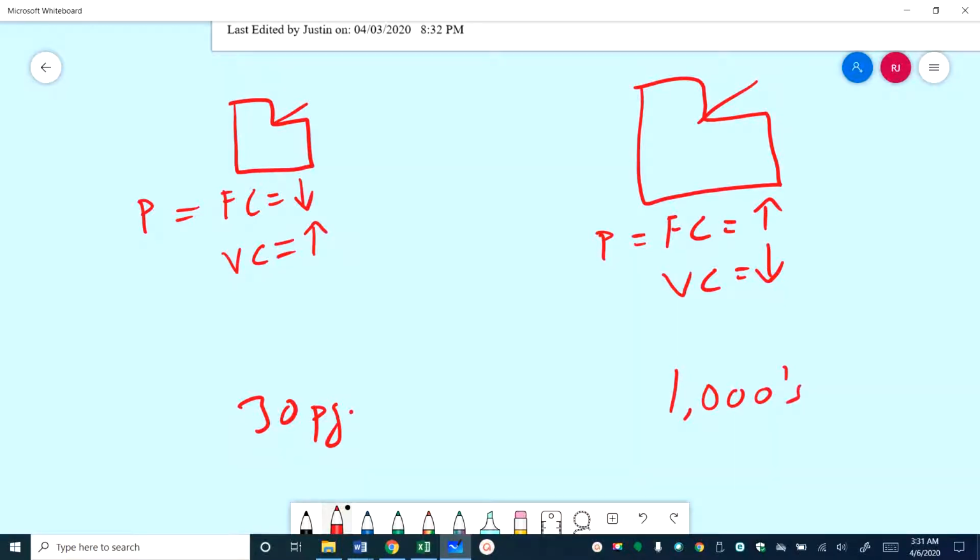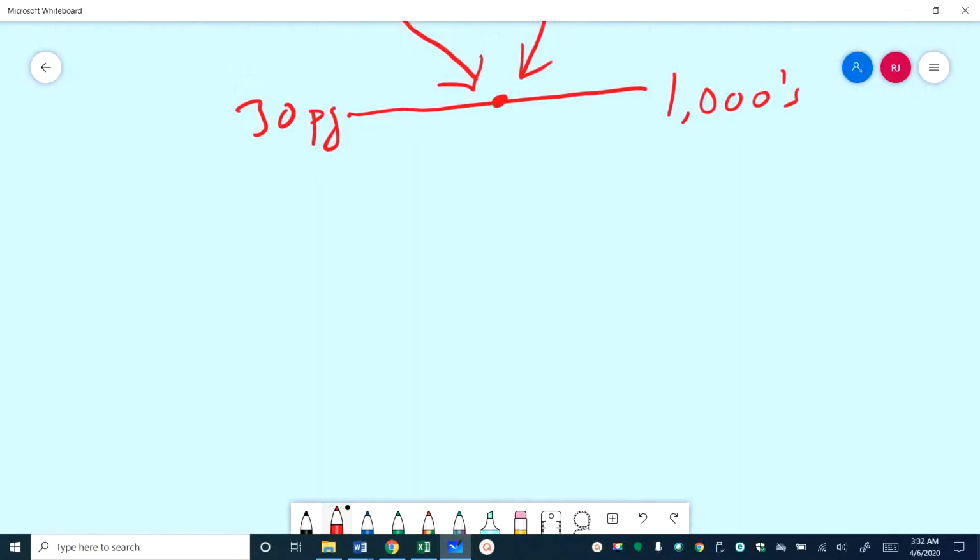So the whole question of indifference point is, okay, so what number of pages in between 30 and a few thousands does it not matter which printer you use? In other words, at what point of pages will the cost of each printer be exactly the same? And this can be graphed out mathematically like this. Say this y-axis represents the costs, and the x-axis represents the quantity of pages.